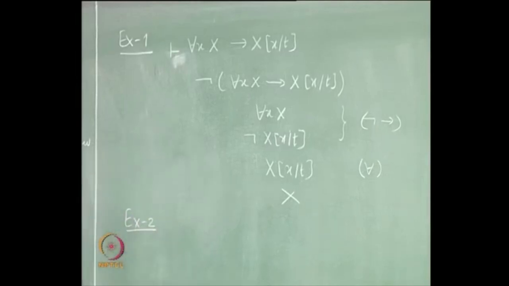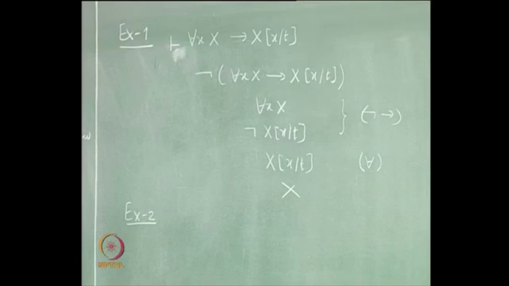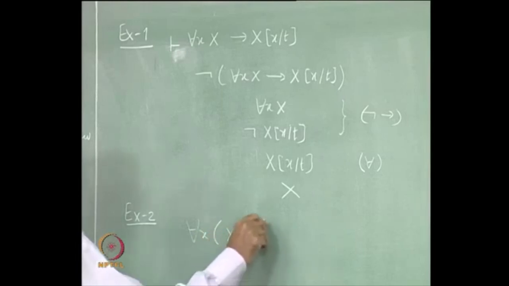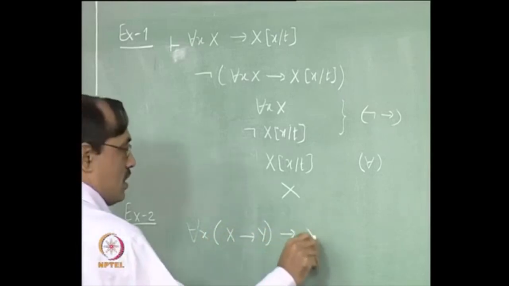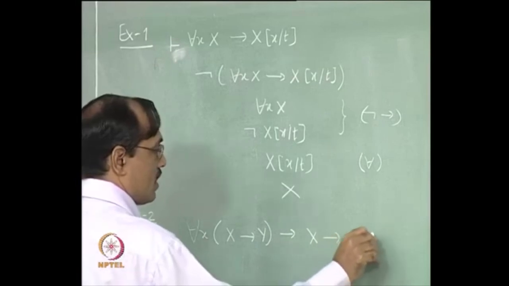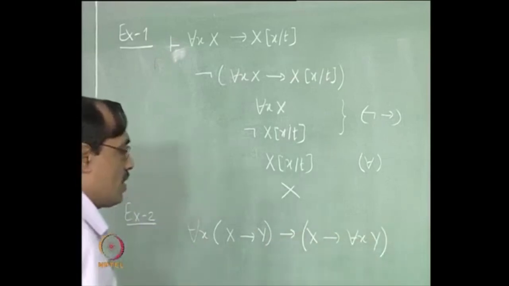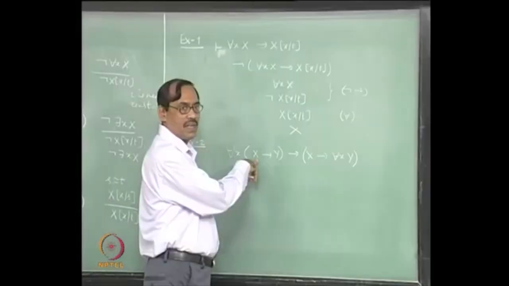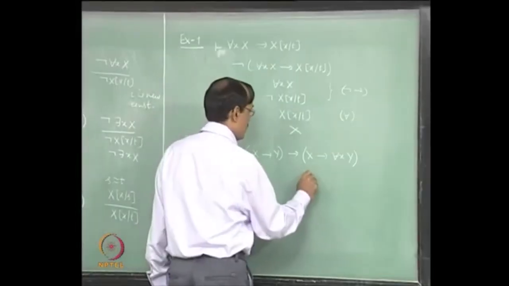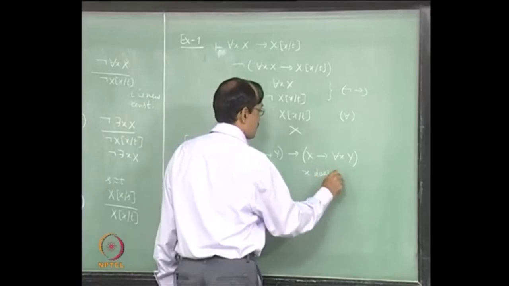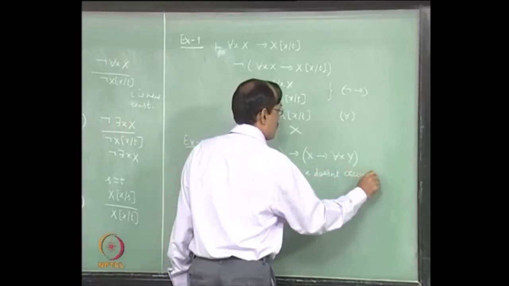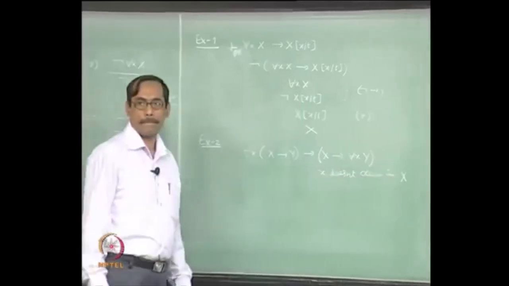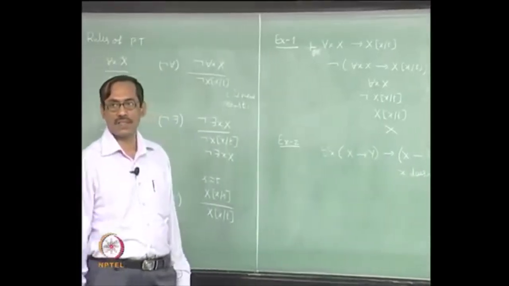Let us see another axiom for equality. We have the other axiom: for each x, (x implies y) implies (x implies for each x y), where this variable x is not occurring in capital X, let us say, x does not occur in X. Okay, this is our next axiom.